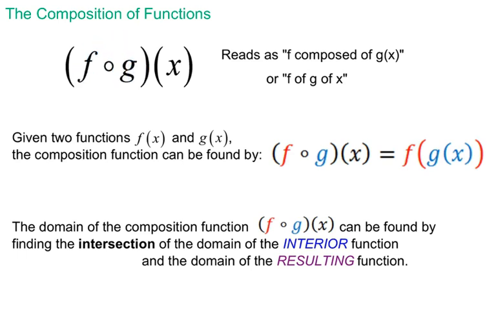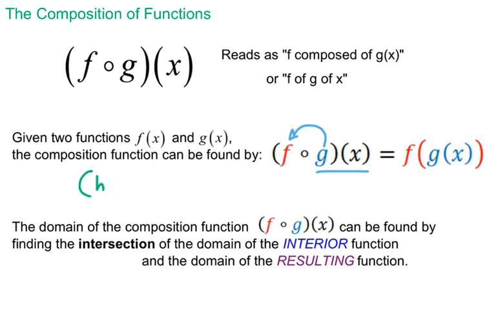But for definition purposes, we're going to use f as our first function, and then g is going to be the interior function that goes into f. So we'll say here, given two functions, f of x and g of x, what by definition this composition means is f of g of x. Essentially, that second function is always going to plug into the first function.